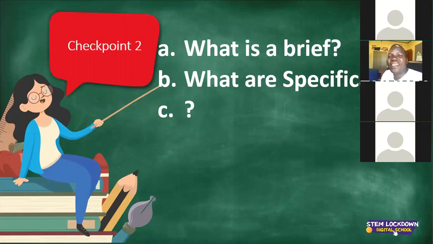Number C, I want you to ask me questions. I put a question mark. I give you a chance to ask me any question. You are free to ask. It's your turn to ask me now. Anybody with a question during this lesson? Can anybody ask me a question today? I will humbly answer your questions.